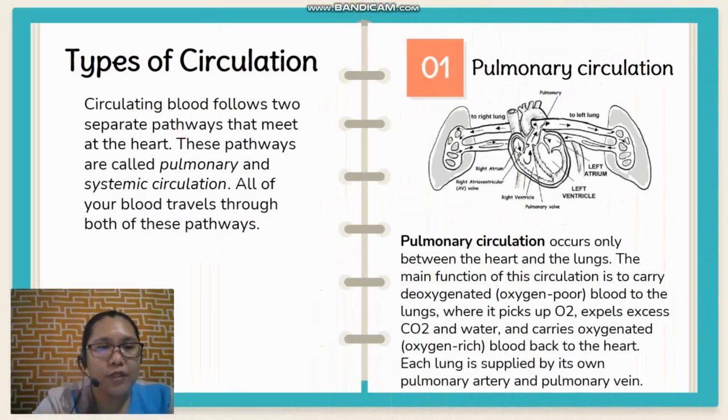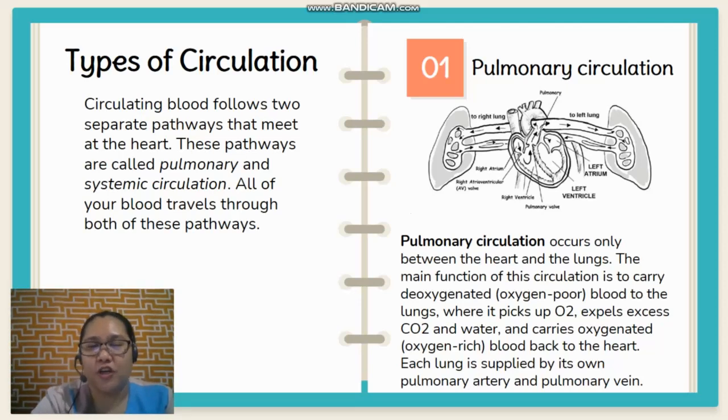We now go to the different types of circulation. The circulating blood follows two separate pathways that meet at the heart. So these pathways are called pulmonary and systemic circulation. All of your blood travels through both of these pathways. So they belong to the different types of the circulation. So let us discuss the first one.